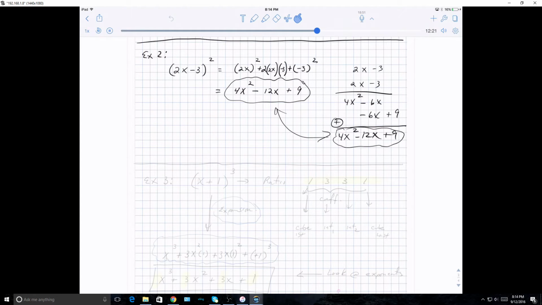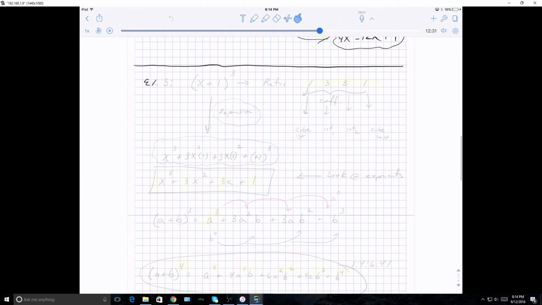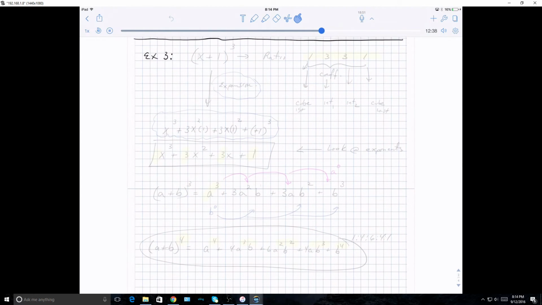So our cheat, if you will, is a very good cheat. Now, let's just take a slightly more difficult problem, but not really. Let's just pick x plus 1 cubed. And what we know from Pascal's triangle is that it has a ratio of 1, 3, 3, 1.